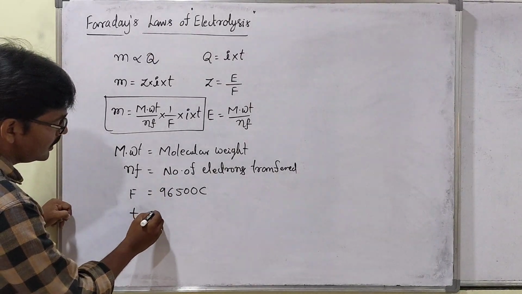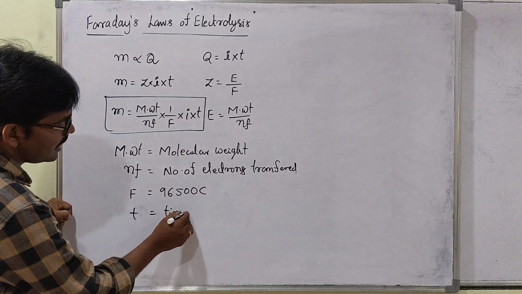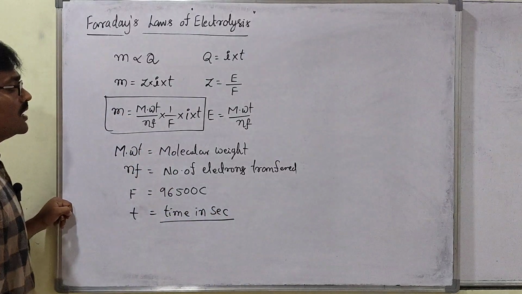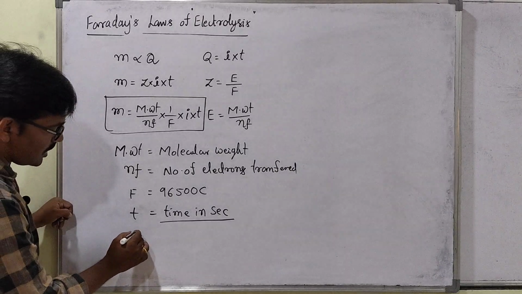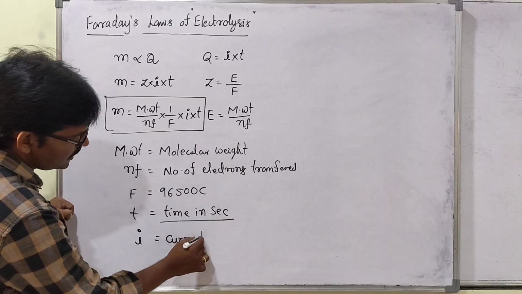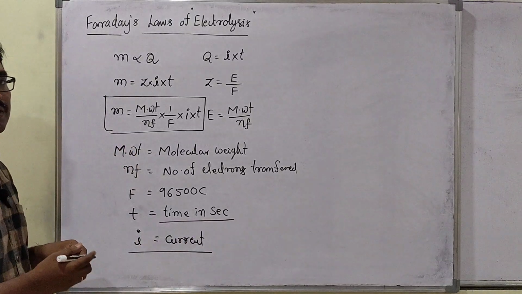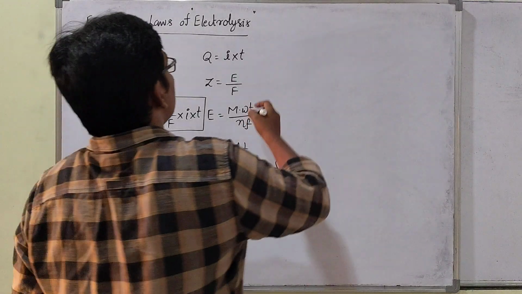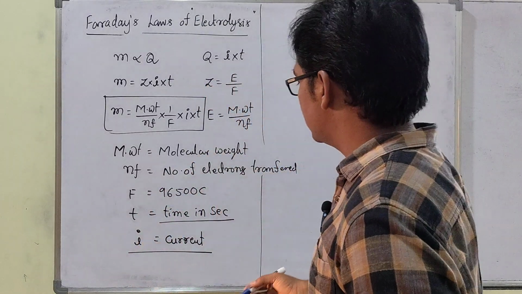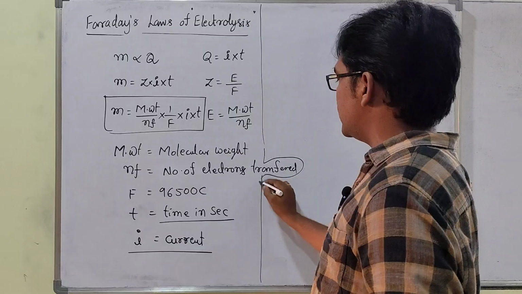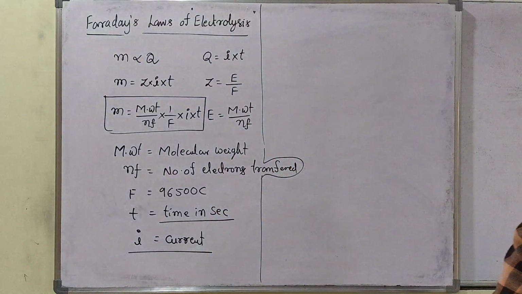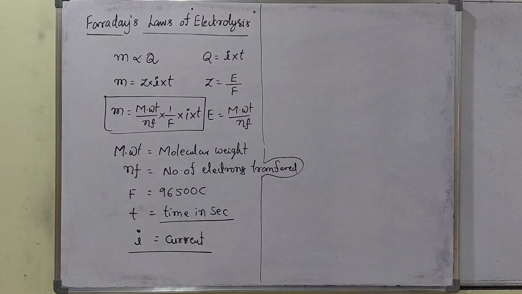Then time T, you have to take in seconds. So these are the values. Then I equals current, that we have to take. These are the terms. Based on these, we have to do some calculations, then it will be understood very clearly. So note it.